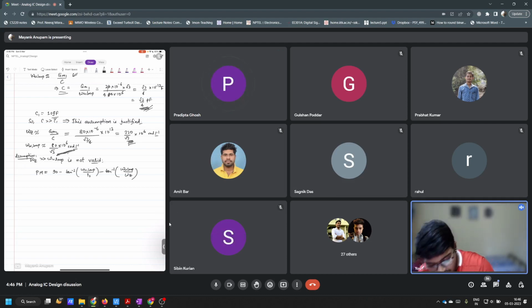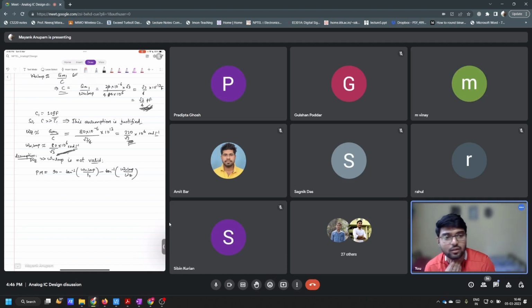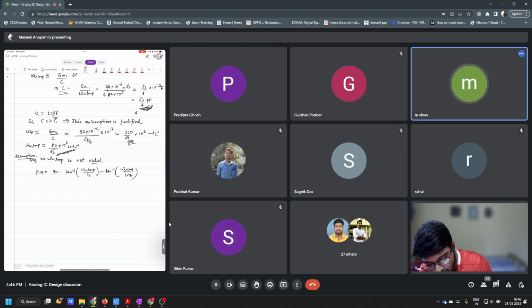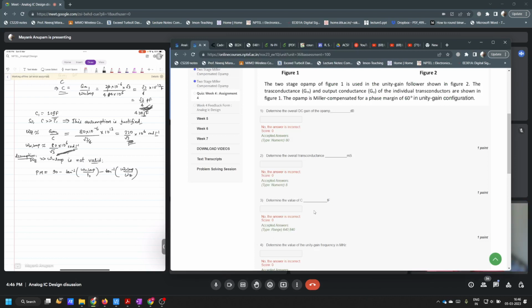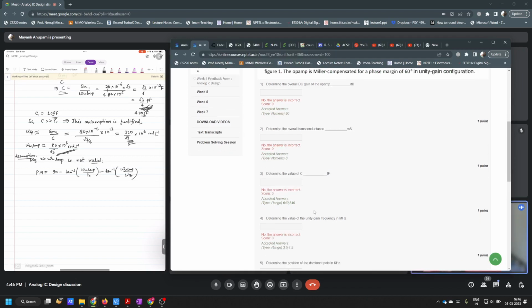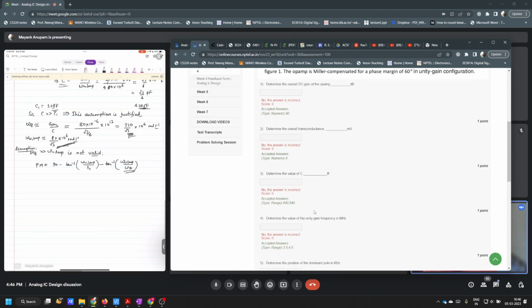So what is this value, by the way? Root 3 by 4 picofarad, what is it? It is nearly some 433. 420. And what is the range in which the answer is expected? 640 to 820, 830. So basically this is not correct in that case. You'll have to take into consideration the effect of omega z.